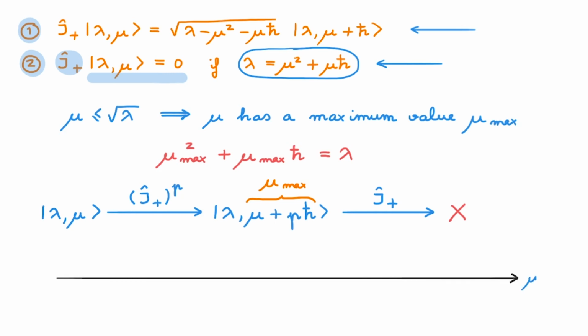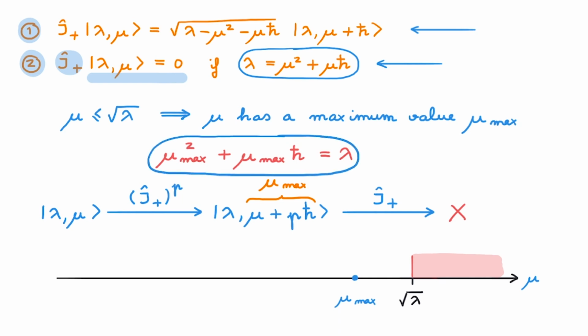If we draw our real axis again, then our discussion tells us not only that mu must be smaller than the square root of lambda, so that this region is off limits, but also that it can only take some very special values along the allowed region. These special values are mu max, which for a given lambda is then uniquely given by this equation, and then successively mu max minus h bar, mu max minus 2 h bar, and so on.